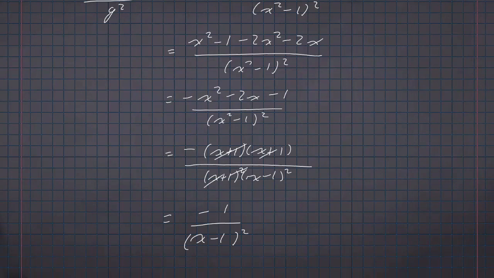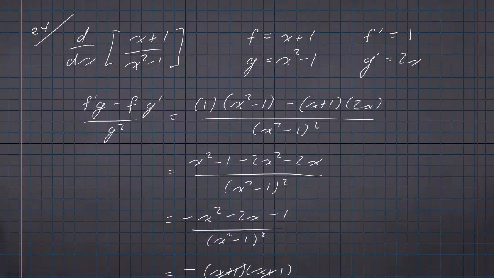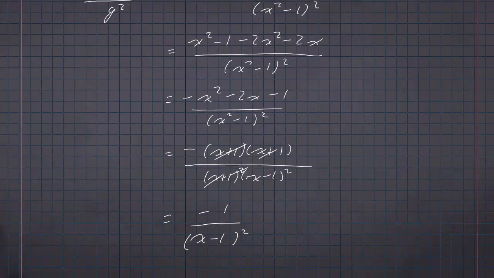Astute among you may have noticed that if I had gone back to this original expression, x plus 1 over x squared minus 1, that thing reduces. I could have reduced that fraction and called it 1 over x minus 1. If I had done that, the process of taking the derivative would have been a good bit simpler, but the result would have been exactly the same. Let's take a look at one more before I give you one to try on your own.